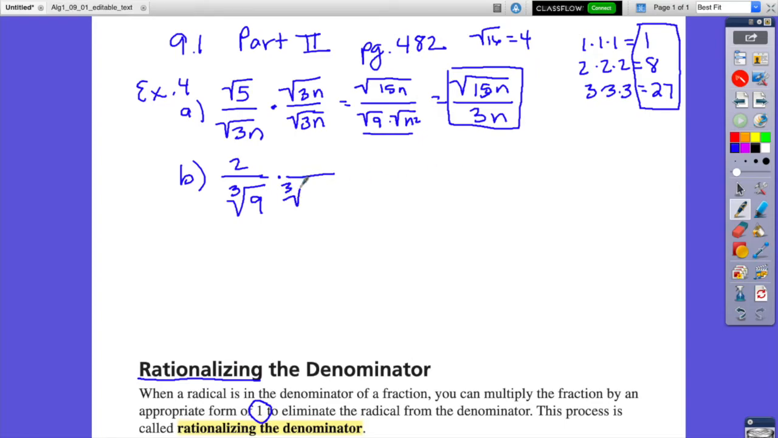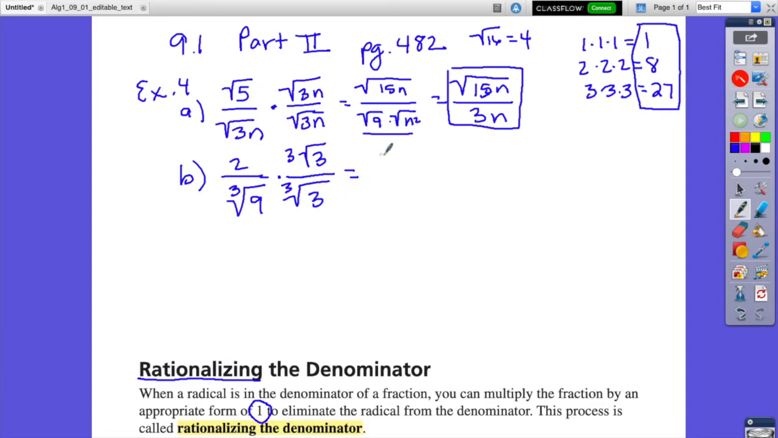I'm going to multiply the bottom. I'm going to force this to be 27. And how do I do that? I multiply it by the cube root of 3. It has to be a cube root. The roots have to be the same. So this is all brand new stuff. I know it's hard. We'll have lots of practice on it.